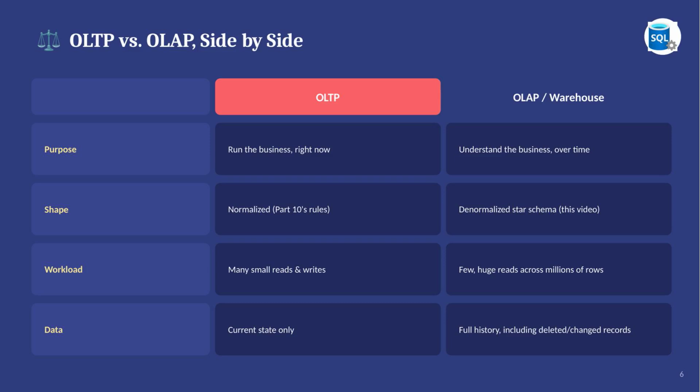Workload, OLTP handles many small reads and writes happening constantly. OLAP handles a few, genuinely huge reads scanning across millions of rows at once.